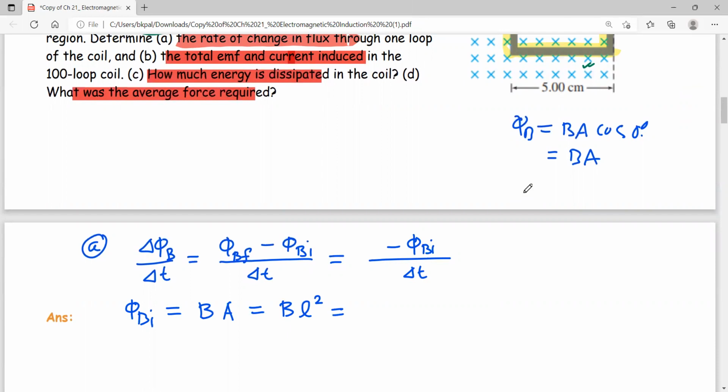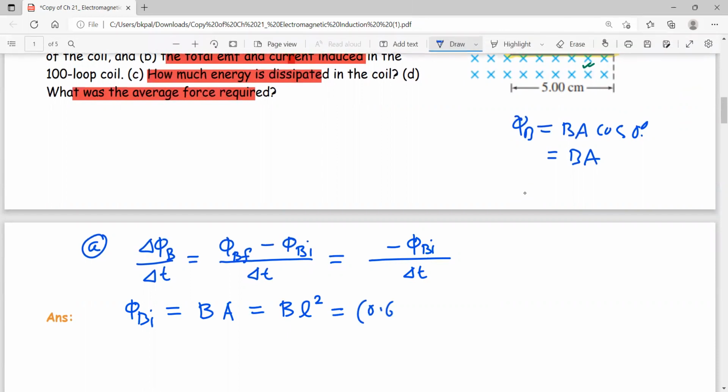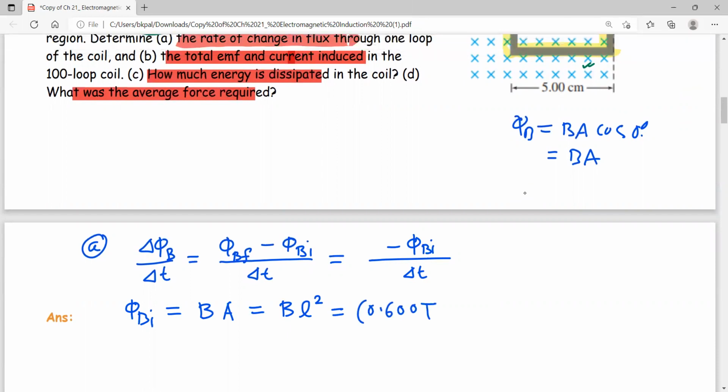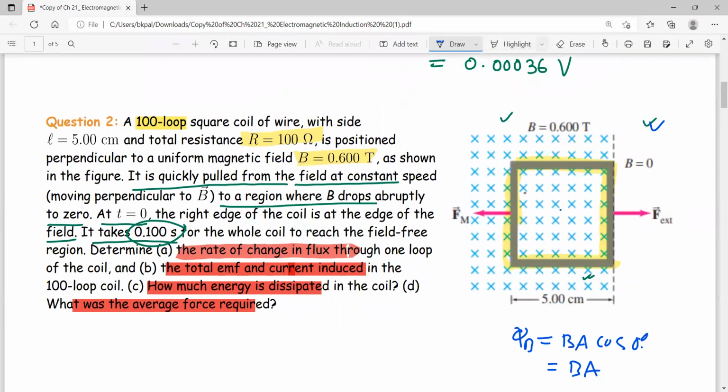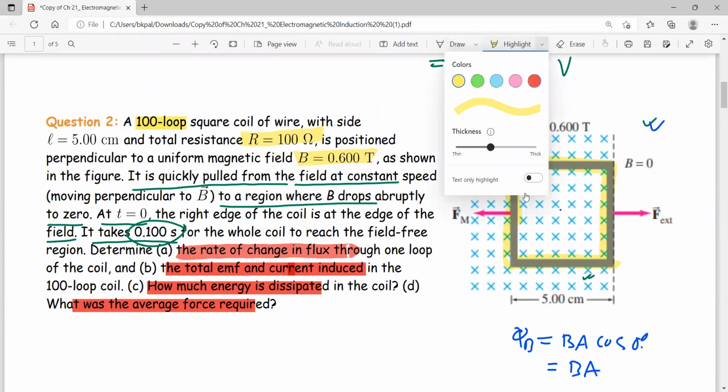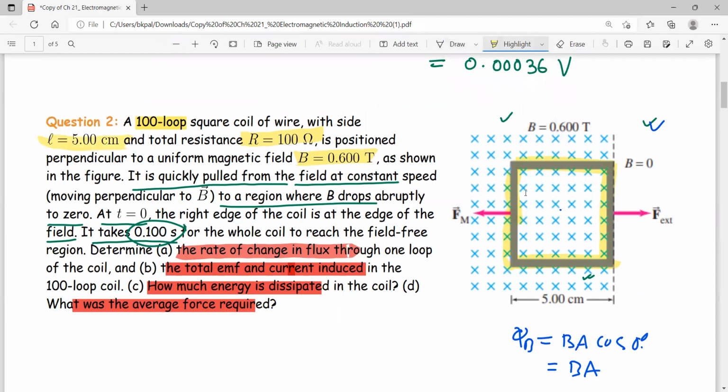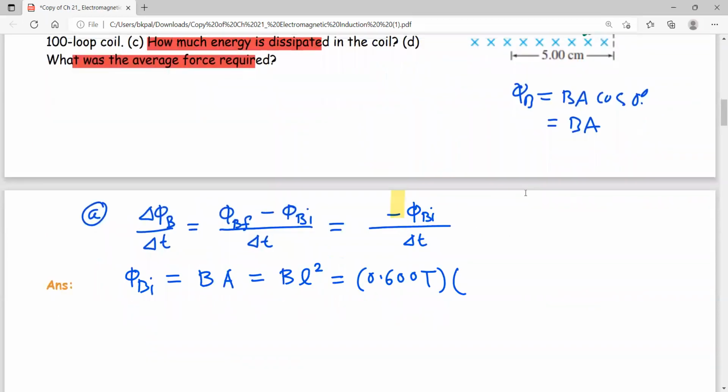So what was B? B was 0.600 Tesla, and L is, okay, L is also given somewhere here. I also missed that information. So here, 5 centimeters, similar to the last problem.